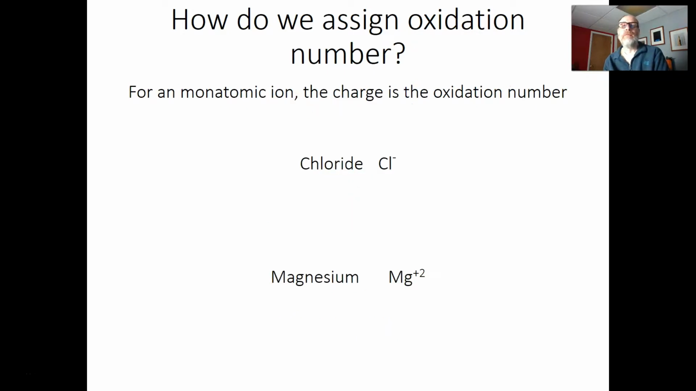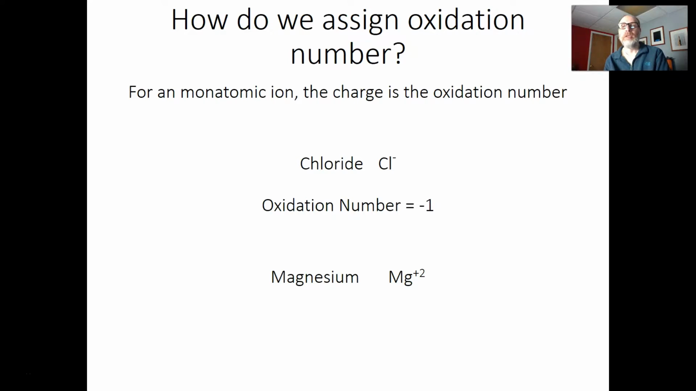All right, now if we have a monatomic ion, one atom with a charge, the charge is the oxidation number. So here we have chloride ion, Cl-1. Not in its elemental state because it's got a charge. Chlorine in its elemental state would be Cl2 anyway. We saw that earlier. Here is chloride, Cl-1, oxidation number -1, because that's the charge of the chloride ion.